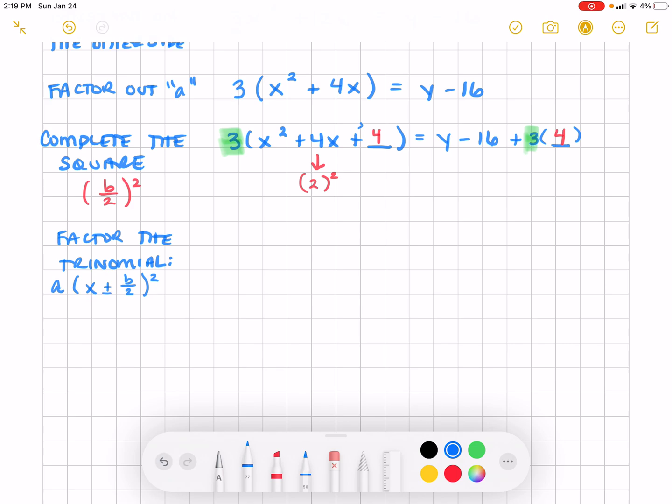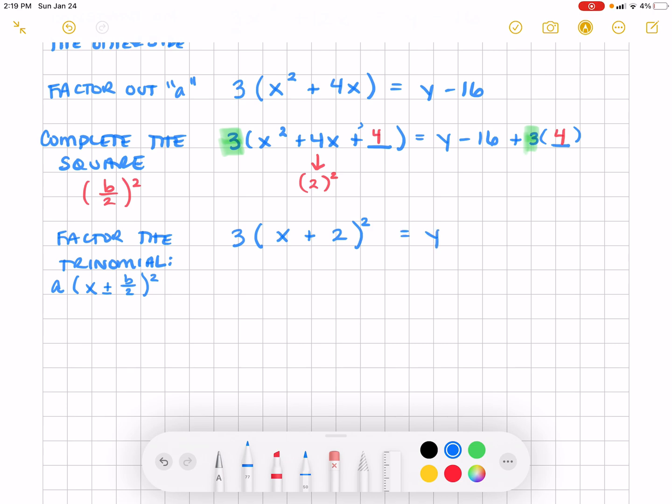So this, we're going to bring the 3 down and leave it out front, and x squared plus 4x plus 4 is going to factor into x plus half the middle term, which is 2, and that would be quantity squared. So again, what we're really doing is factoring it into x plus 2 and x plus 2, but the point of completing the square is to write that as quantity x plus 2 squared.